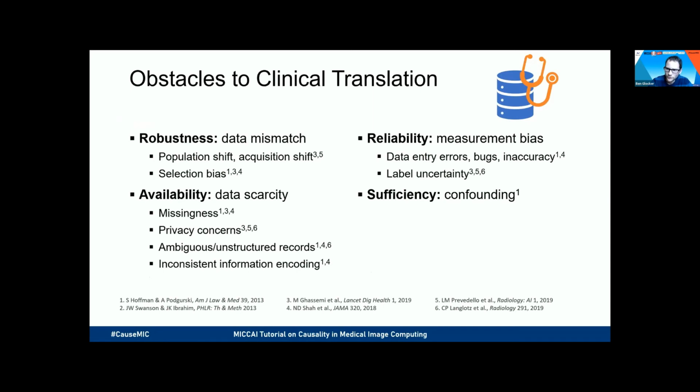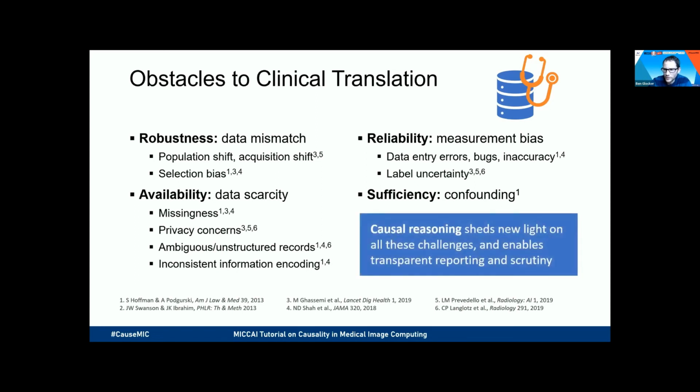And you have seen throughout MICCAI, people are now clearly aware that we are facing a lot of challenges regarding robustness, reliability, availability of data, and generally the sufficiency: is what we use for training a predictive model actually sufficient? Are there any unknown confounding factors, for instance? And all these challenges, and we will discuss this throughout this tutorial, can actually be looked at from a causal perspective, and causal reasoning can help us to shed new light on these challenges and help us, for instance, with transparent reporting and also scrutiny of our work.